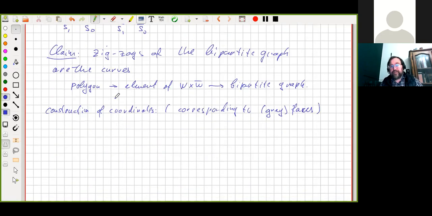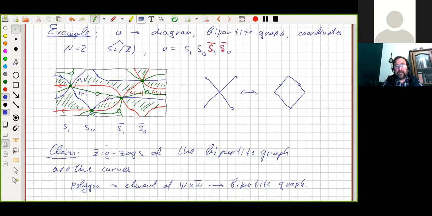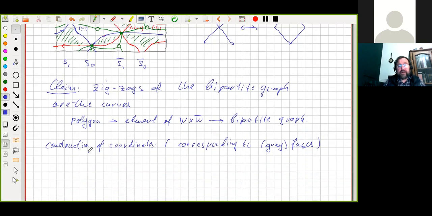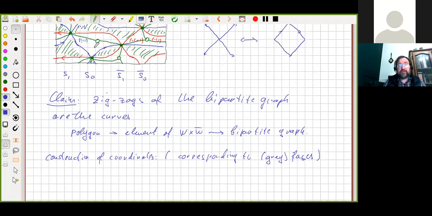Or faces of the bipartite graph. So for every gray face, we want to assign a coordinate. How can I do that? It's more or less the same idea. Let's take some face and associate to it... So if I take one face, we choose the face which corresponds to some element and take the coordinate to be equal to one.